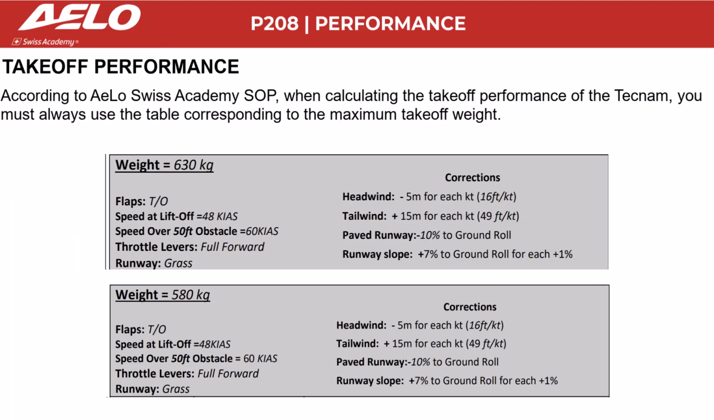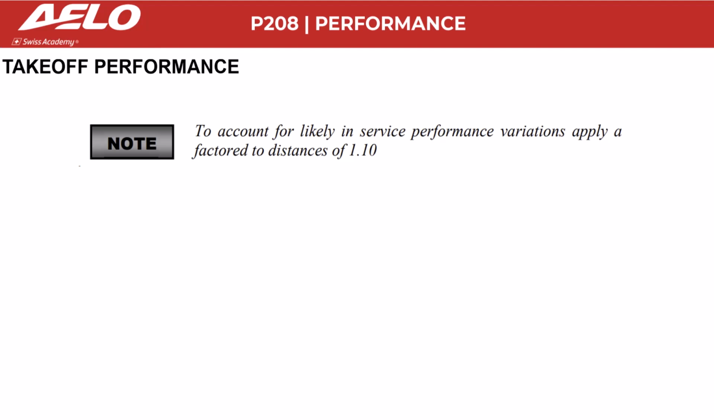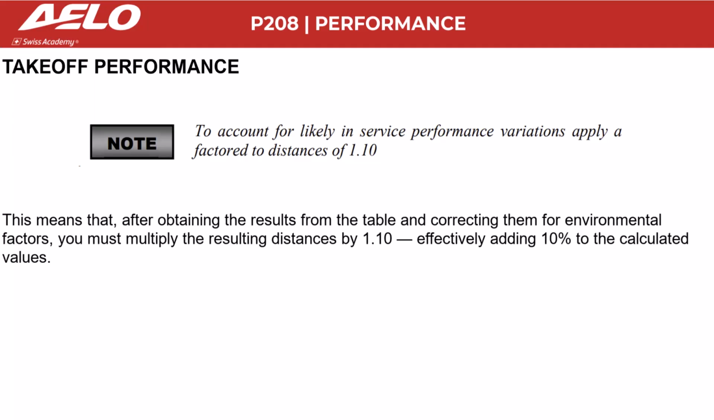According to AeLo Swiss Academy SOP, when calculating the takeoff performance of the Tecnam, you must always use the table corresponding to the maximum takeoff weight. Note: to account for likely in-service performance variations, apply a factor of 1.10 to all distance values. This means that, after obtaining the results from the table and correcting them for environmental factors, you must multiply the resulting distances by 1.10, effectively adding 10% to the calculated values.